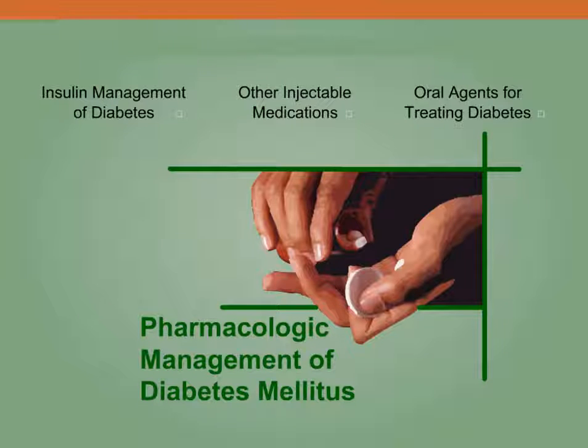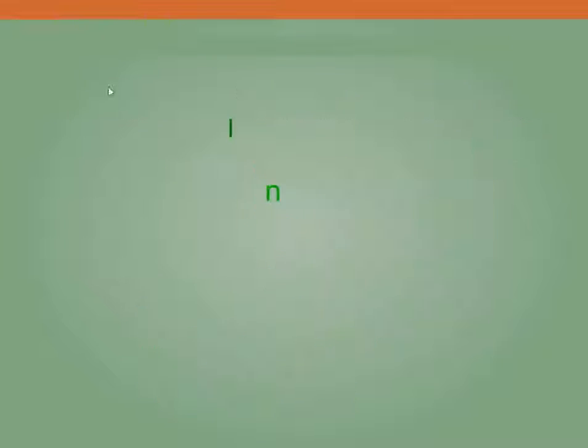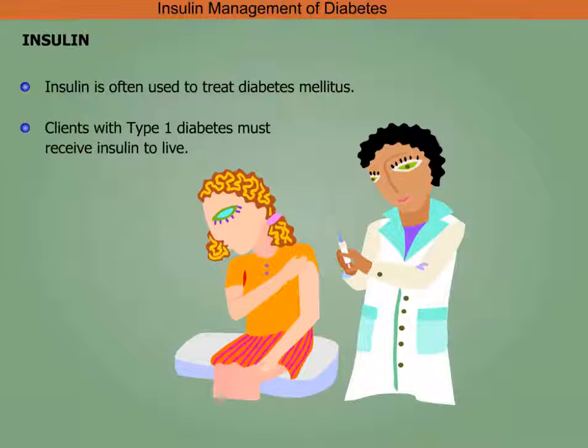Pharmacologic management of diabetes mellitus. Insulin management of diabetes. Let's examine how insulin helps to manage diabetes mellitus. Insulin is often used to treat diabetes mellitus. Clients with type 1 diabetes must receive insulin to live.